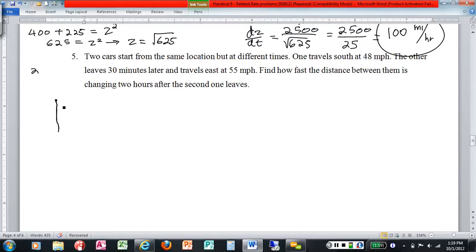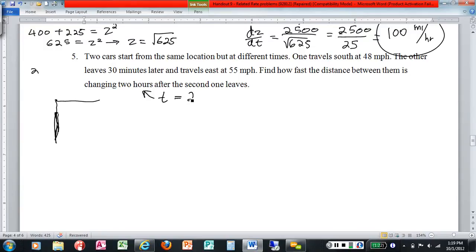Okay, well, basically the same, because this guy's going to go this way. However, let's interpret it this way. Basically, what I could say is that the car going south had a bit of a head start. So let's say that when that one got there, then this one started going east. Okay? And the one going south is going 48. So let's just start our time. Yeah, the time is going to be 2 hours, and that's after the second one leaves.